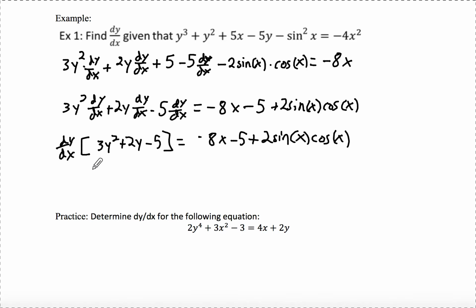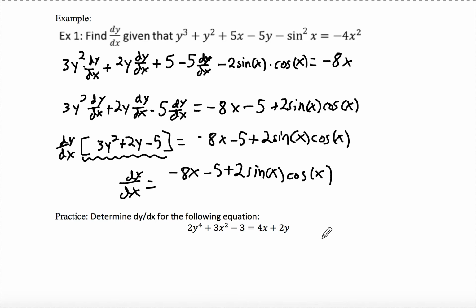All right. And I'm going to divide by this whole quantity here. If I divide by this, it'll leave me dy dx by itself. So I'll have dy dx equal to negative 8x minus 5 plus 2 sine of x cosine of x, divided by that quantity, 3y squared plus 2y minus 5. And there we go. I've now solved for dy dx.